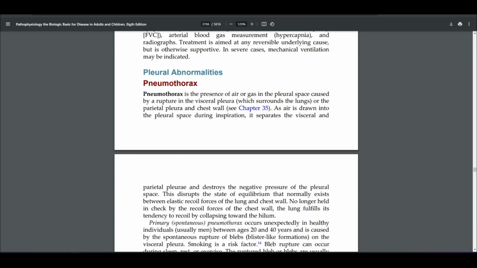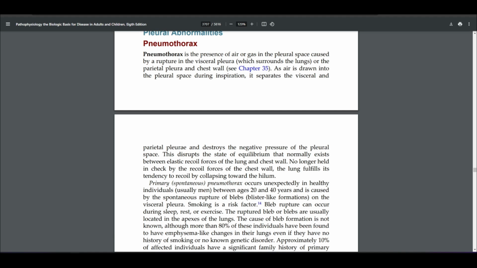So the pleural abnormalities, pneumothorax. Pneumothorax is the presence of air or gas in the pleural space caused by a rupture in the visceral pleura that surrounds the lungs, or the parietal pleura and the chest wall.